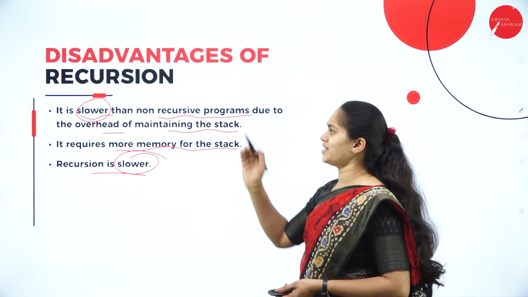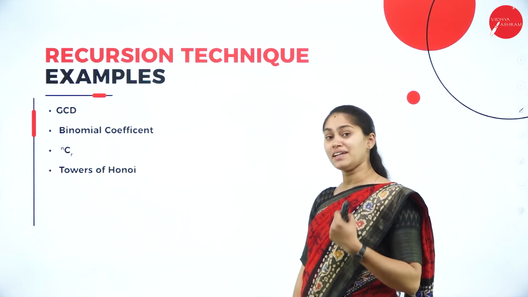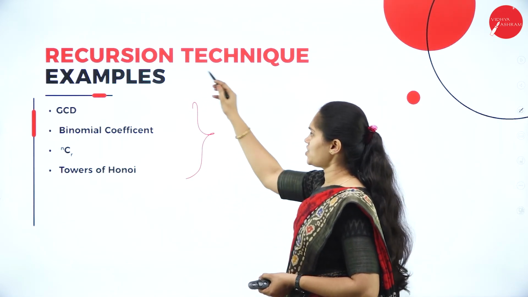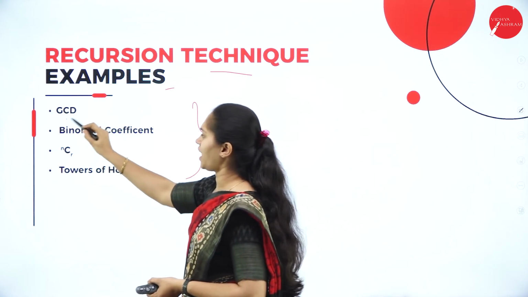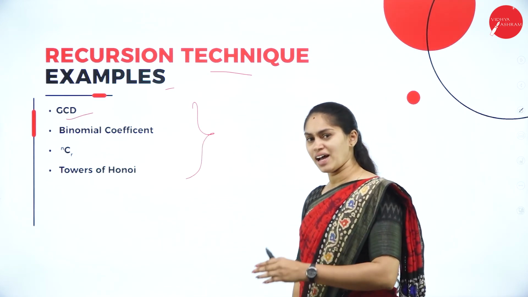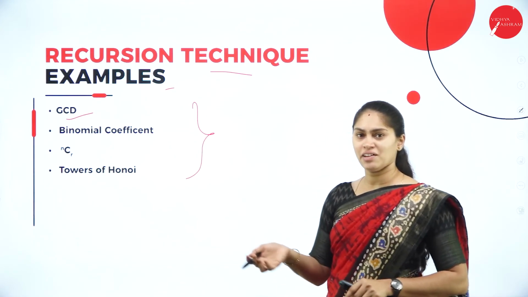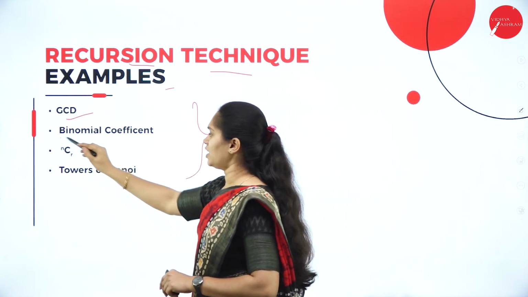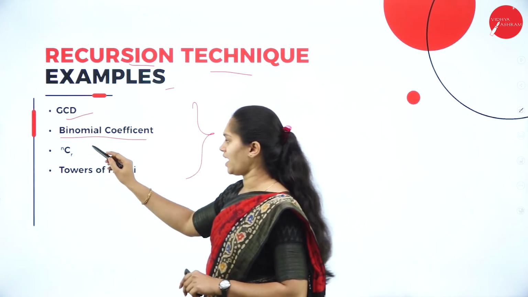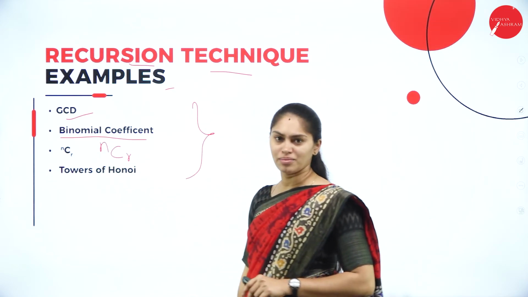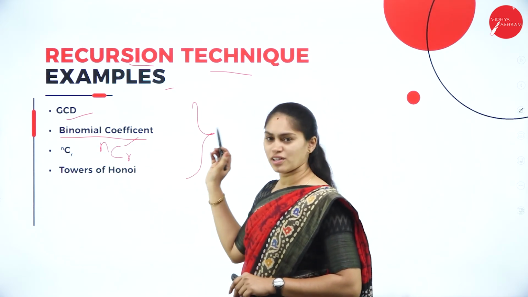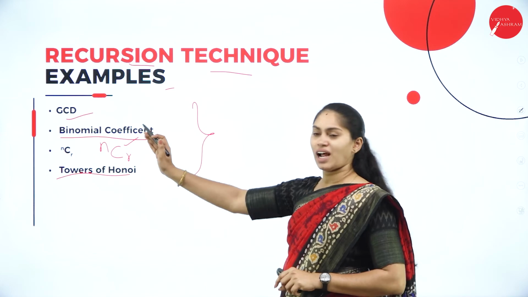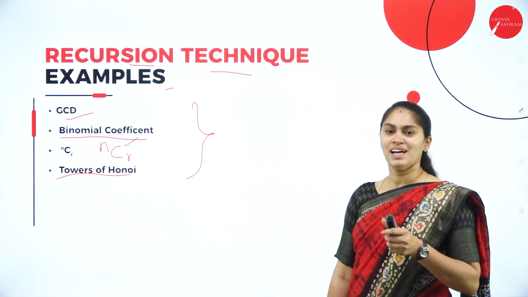After looking into these disadvantages, now we'll see what technique examples we have with respect to recursion. Here I have listed out the recursion technique examples that you can see. First we have GCD, that is greatest common divisor. In order to find the GCD of any two given numbers, there is also the possibility of using the recursion concept. We also have the binomial coefficient and nCr. This is regarding combinations and permutations, so there we are going to learn about combinations. We also have the Tower of Hanoi, which will be very fun. You can understand all these technique examples in my coming session.